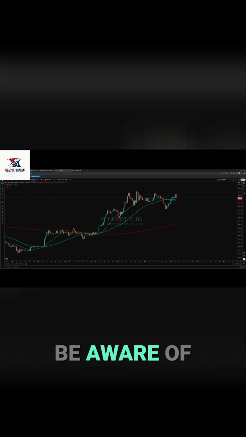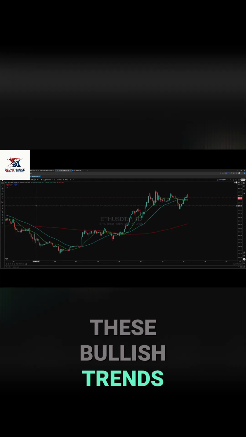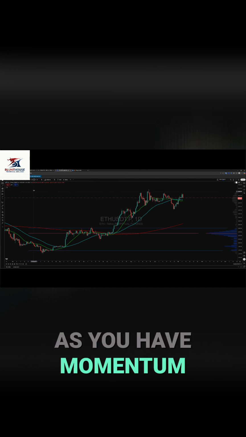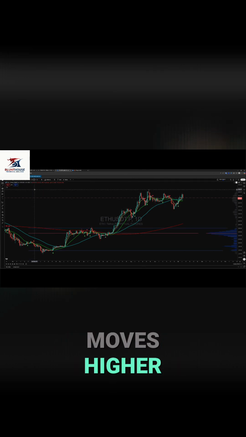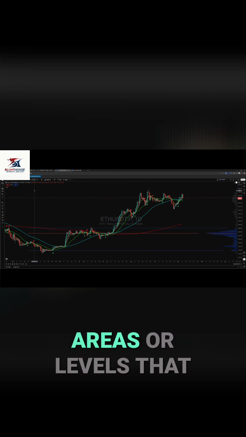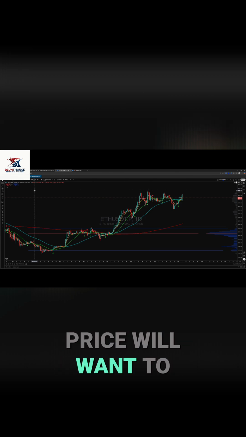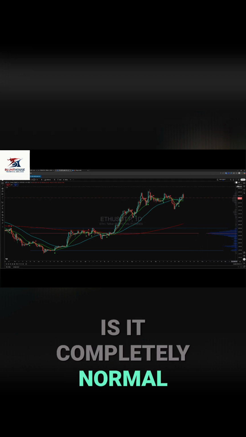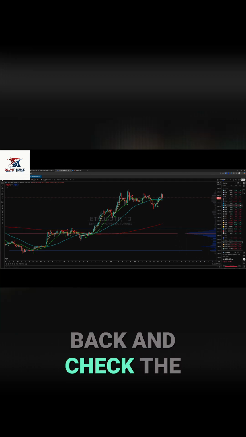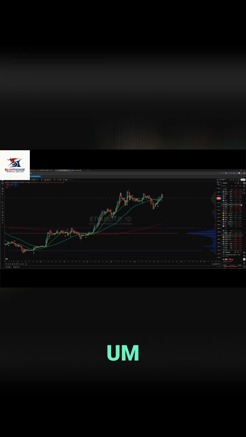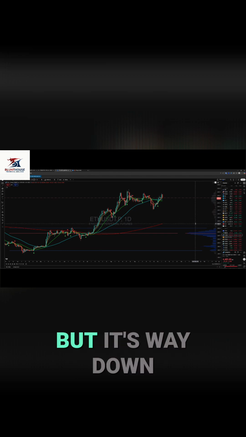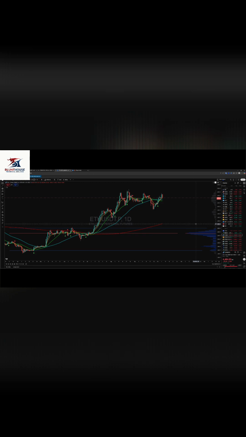What you need to be aware of as you are in these bullish trends, and we talk about this all the time, is as you have momentum moves higher, you fan out the areas or levels that price will want to come back and check. Now, is it completely normal for price to come back and check the 200 MA? Absolutely it is. But it's way down at 3,000, and that feels crazy.